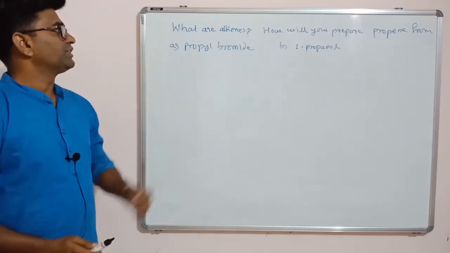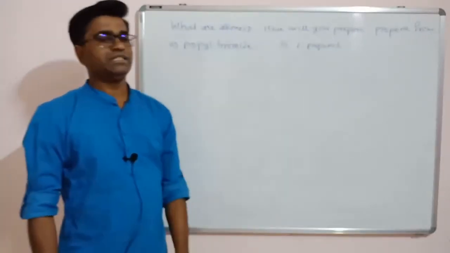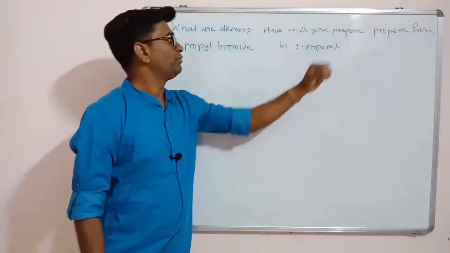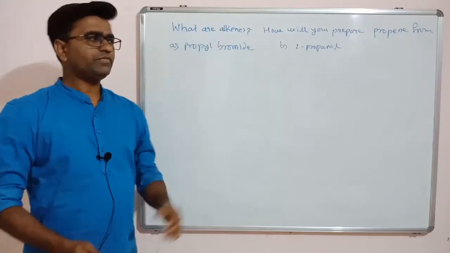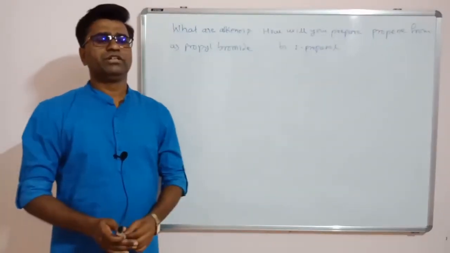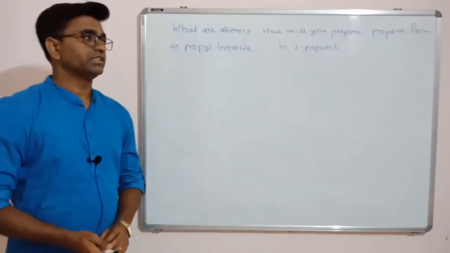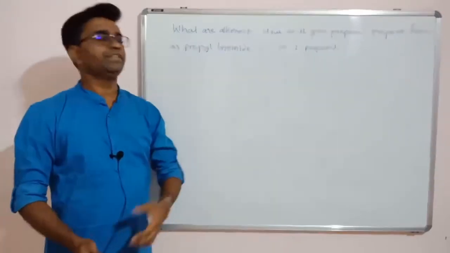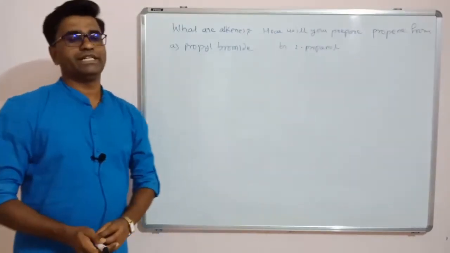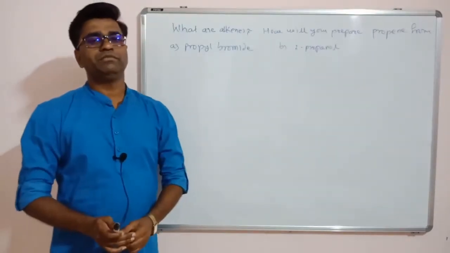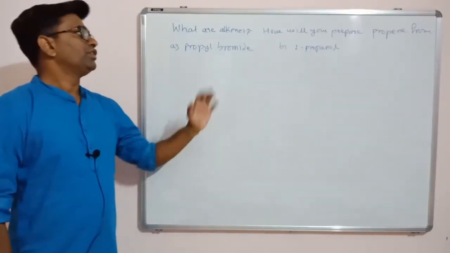For example, this is the first question: what are alkenes and how will you prepare propene from propyl bromide and 1-propanol? This type of question will be for 3 marks or 4 marks. So 1 mark for this definition, 1.5 marks for the first reaction and 1.5 marks for the second reaction. So in this way there will be the mark system. How to solve this type of questions?